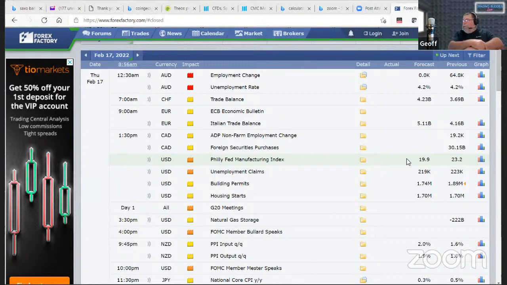We are about 2 pips away from our first profit on dollar Swissy at the moment. Let's see how that one goes. 2 pips to go. See how we go.